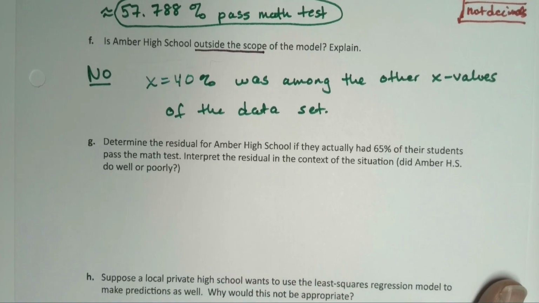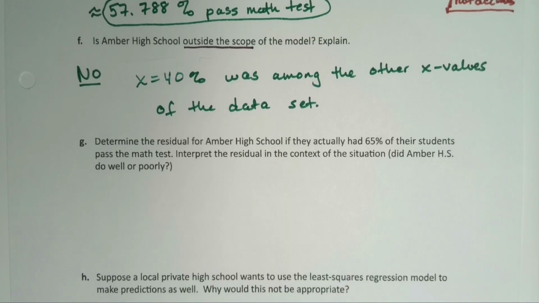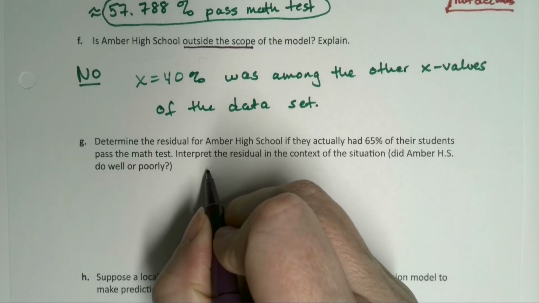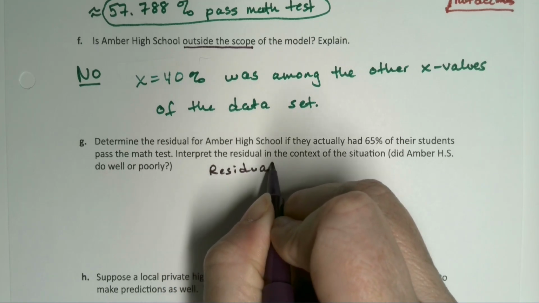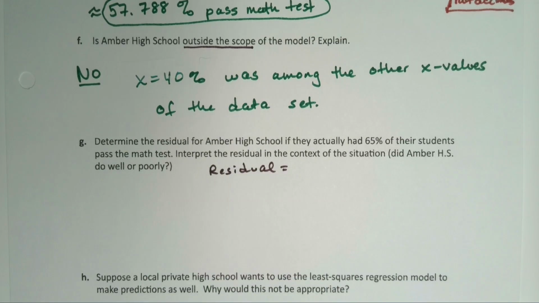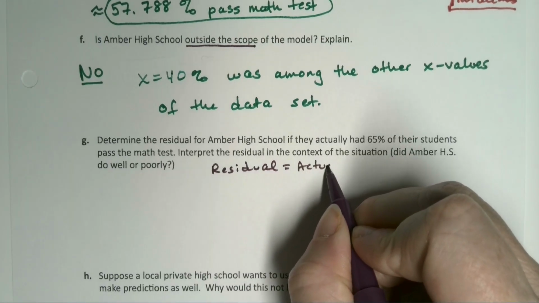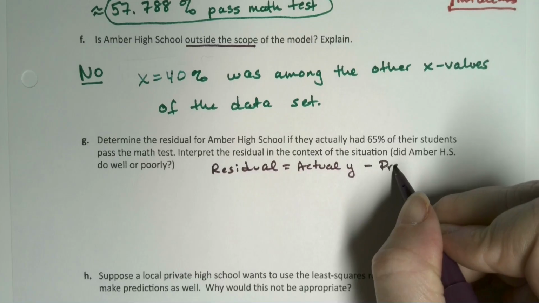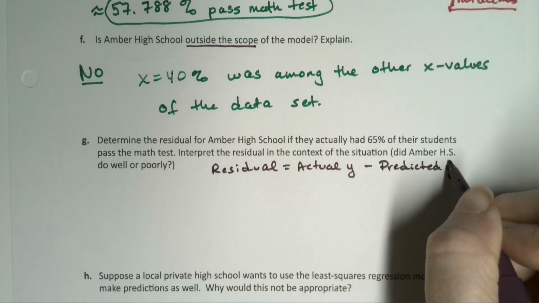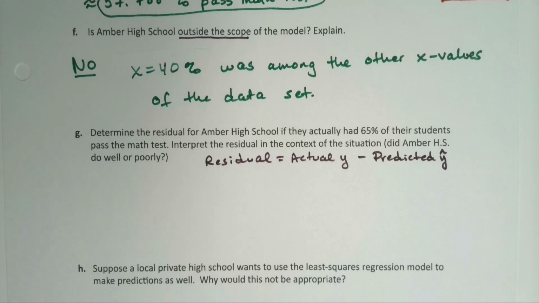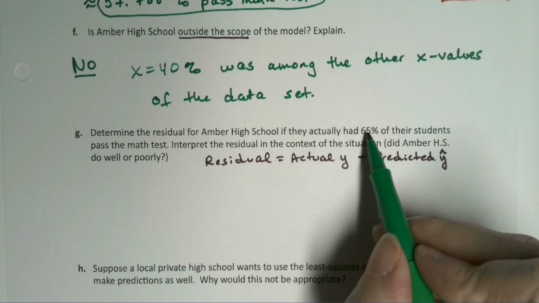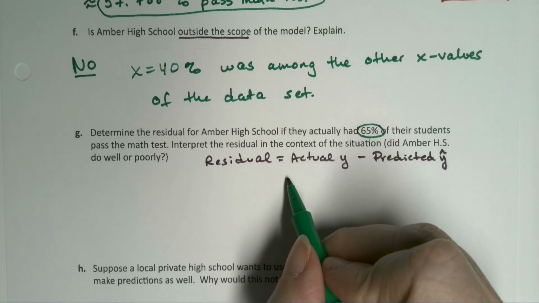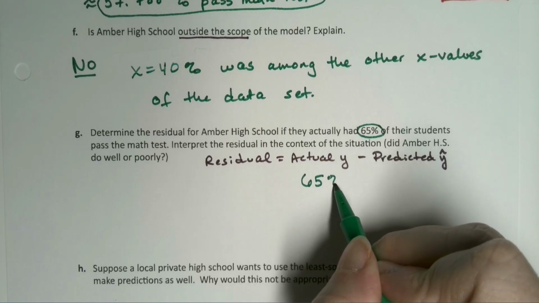Okay, so let's determine the residual for Amber High School. If they actually had 65% of their students pass the math test, interpret that residual in the context of the situation. Okay, so residuals are that formula that we've learned. It's the actual y minus the predicted y hat. Right? That's the formula. So what was the actual y? Well, what they actually had in real life is right here. So there's their real life value, and it's 65. So it's 65%, if you will.